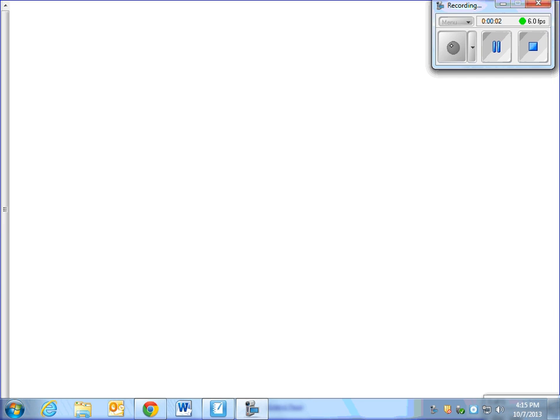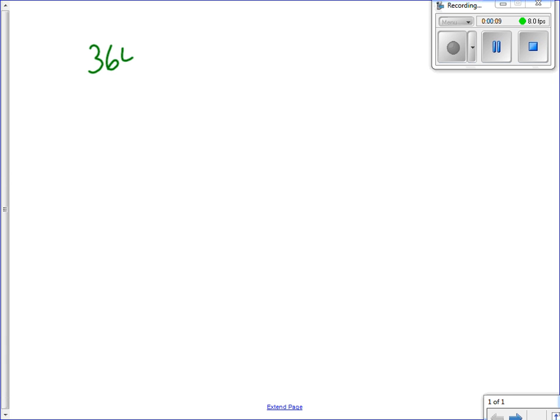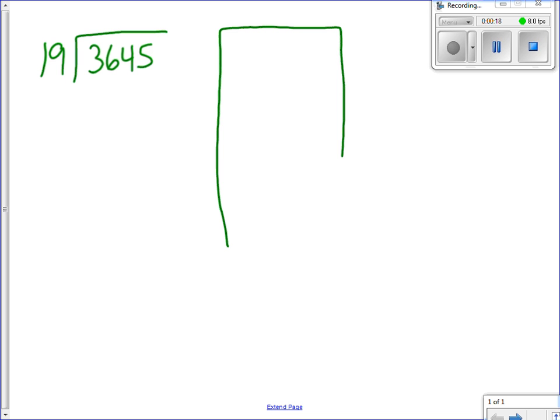Okay, we're going to talk about a division model today called the area model for division. And let's start off with the problem 3,645. I'm going to divide that by 19. They call this the area model because we start with a rectangular shape that's open-ended at the bottom.